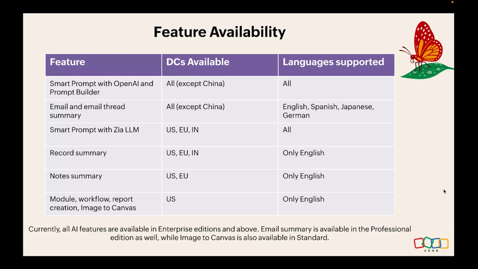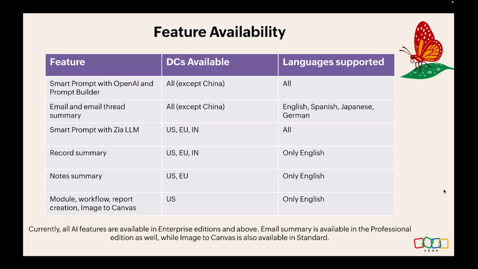Email and email summary is going to be available in all DCs. Record and notes is going to be available in US and Europe. Record is available in India as well. And the intelligent CRM configurations that I spoke about, as of now, is available only in US, but we'll let you know as soon as it is available in other DCs as well.